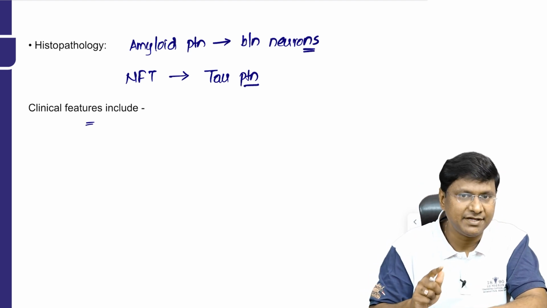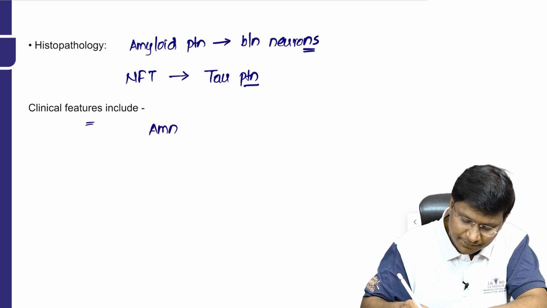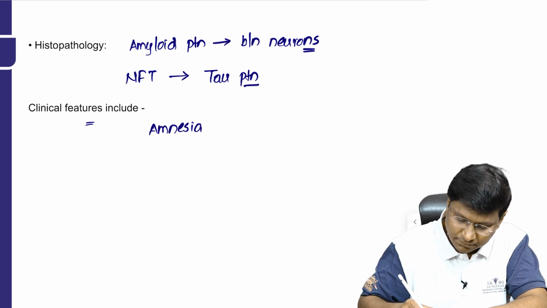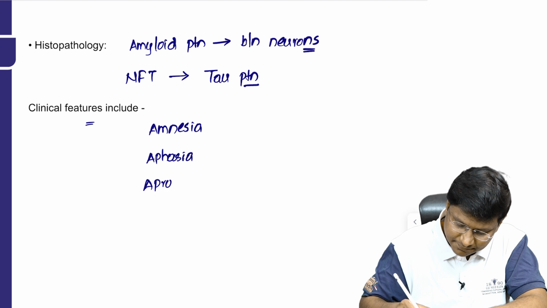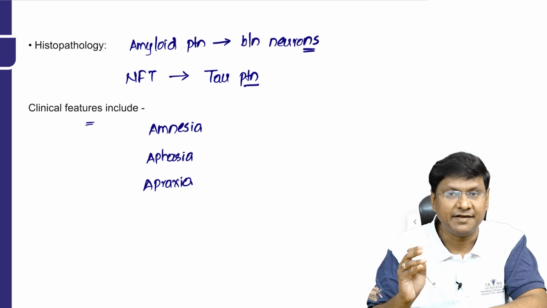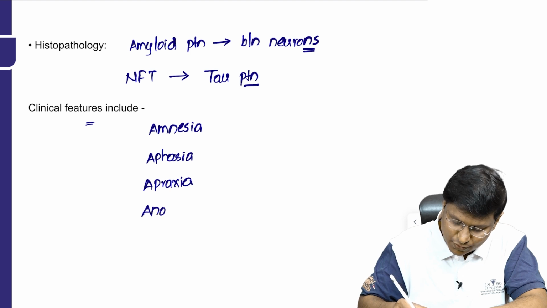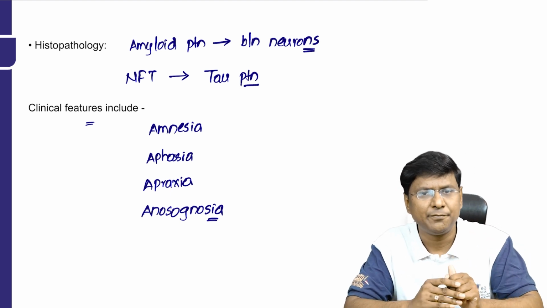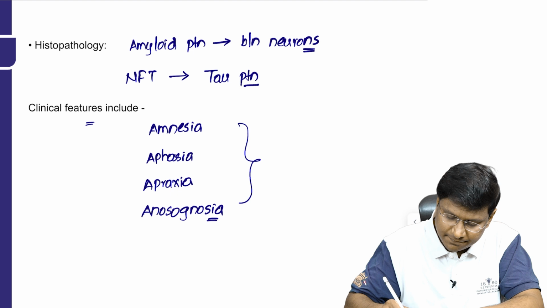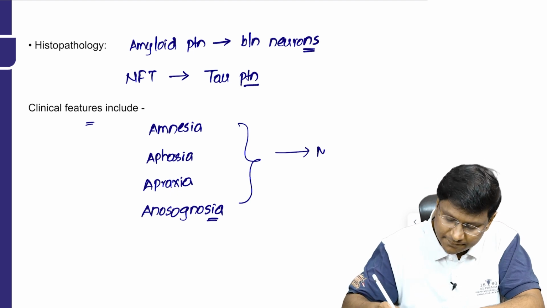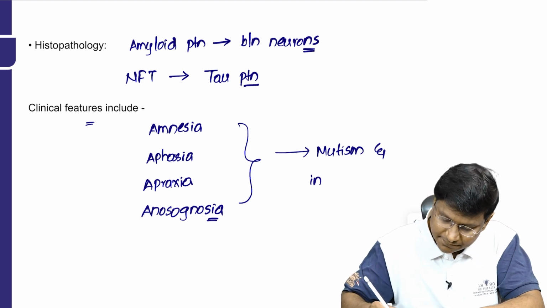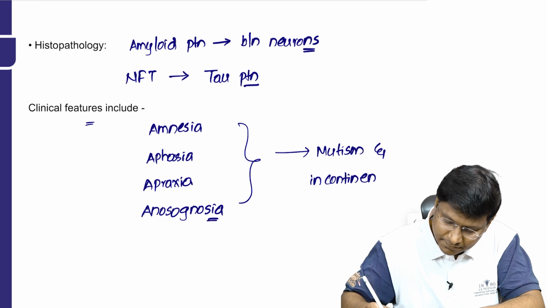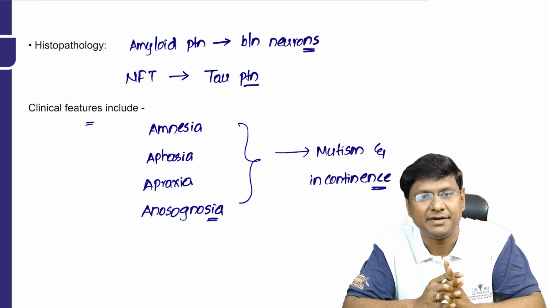And what will be the clinical features that you will have in case of Alzheimer's? First and foremost, very important is amnesia, followed by aphasia, followed by apraxia, and then anosognosia. So these four are the important features, and they progress to the development of mutism as well as incontinence.